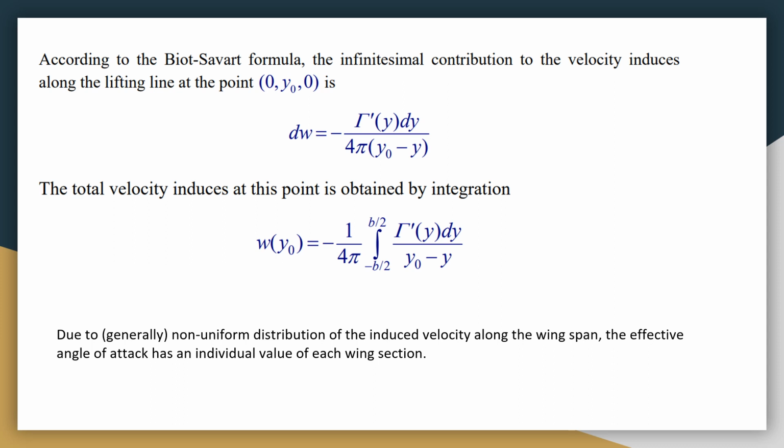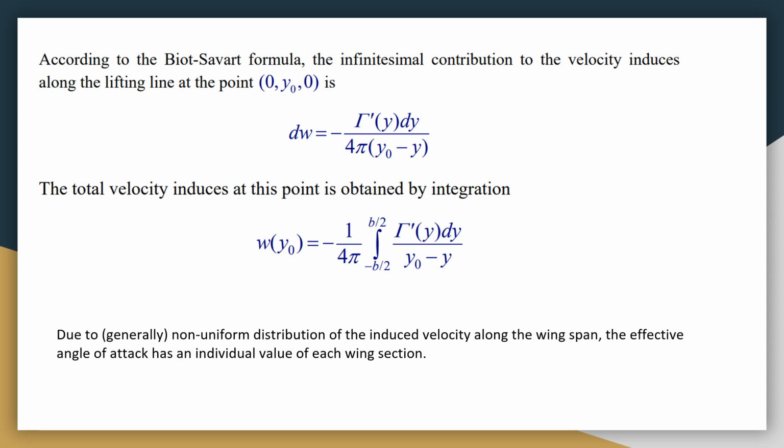The infinitesimal contribution to the velocity induced along the lifting line at the point y naught, from the vortex at y, is dw. It is the downwash derivative. dw equals minus gamma y dy upon 4 pi times y naught minus y. The total velocity induced at the point is obtained by integrating. The integration of the derivative gives the main function, the downwash w at y naught, equal to minus 1 by 4 pi times the integral from minus b by 2 to plus b by 2 of gamma dash y dy divided by y naught minus y.